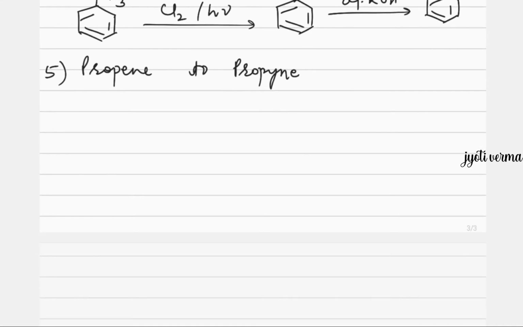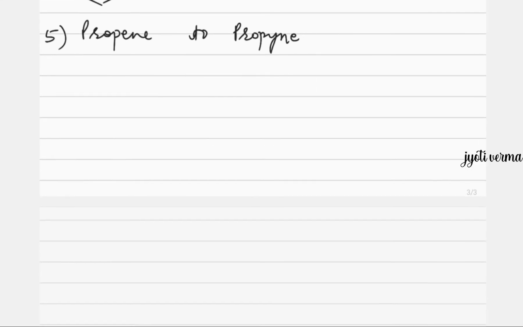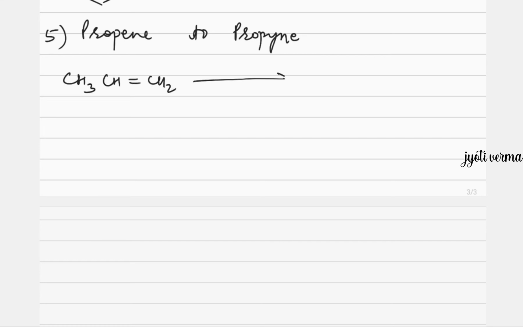Propene to propyne. Now here again double bond is converted to triple bond, so it means somewhere elimination has to happen. Now if we do the reaction in this way, CH3CH=CH2, with HBr, Br will come here, H will come here, and then if we carry out elimination, it will again be propene. So what we need to do, rather than adding HBr, we should add Br2. So if we add Br2, what will happen? We will get Br at both the places, double bond converted to single bond.